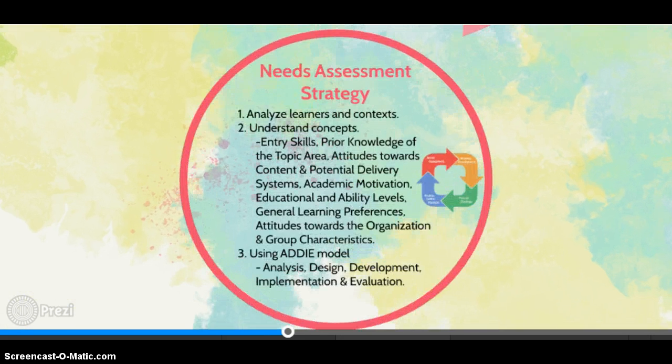The needs assessment strategy needs to understand the key concepts influencing learners prior to implementation of a learning strategy. These concepts include entry skills, prior knowledge of the topic being taught, attitudes toward content, the ARCS model again, educational and ability levels, general learning preferences, attitudes toward the organization giving instruction, and group characteristics. After acknowledging these concepts, the ADDIE model can then be used for analysis, design, development, implementation, and evaluation.